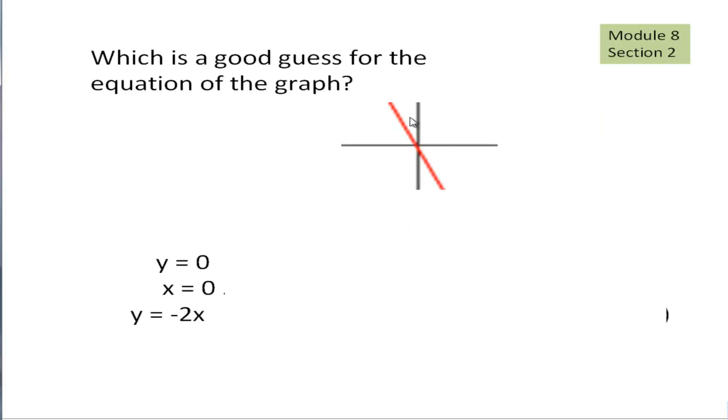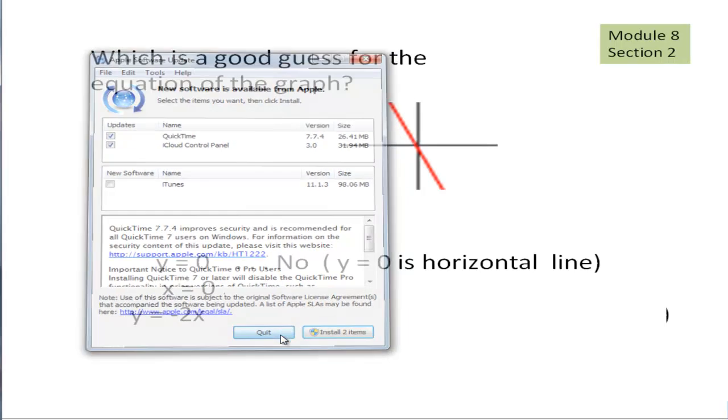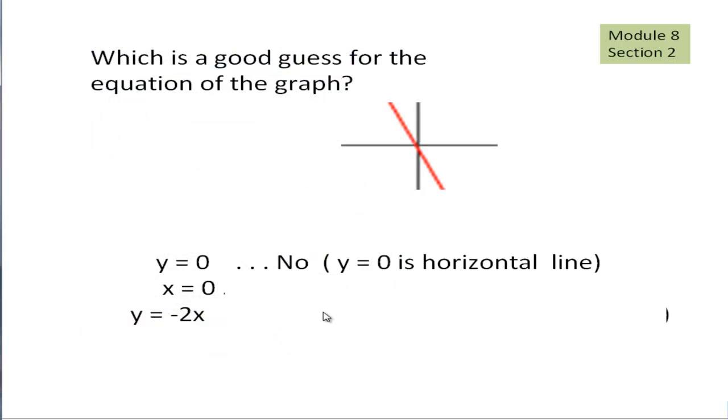Okay, if we're just going to guess what this graph is, y equals 0. Okay, y equals 0. These are y numbers 1, 2, 3, so it's going to be a flat line. This isn't a flat line, so that's not it. Y equals 0 is horizontal. X equals 0. Okay, here's x equals 1, x equals 2, x equals 3. These are going up and down. X equals 0 would be a vertical line. So x equals 0 is a vertical line going through 0.